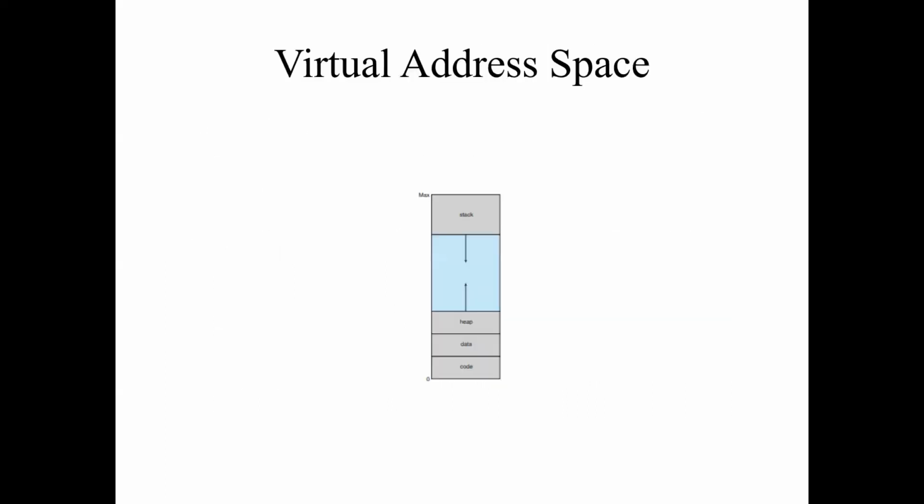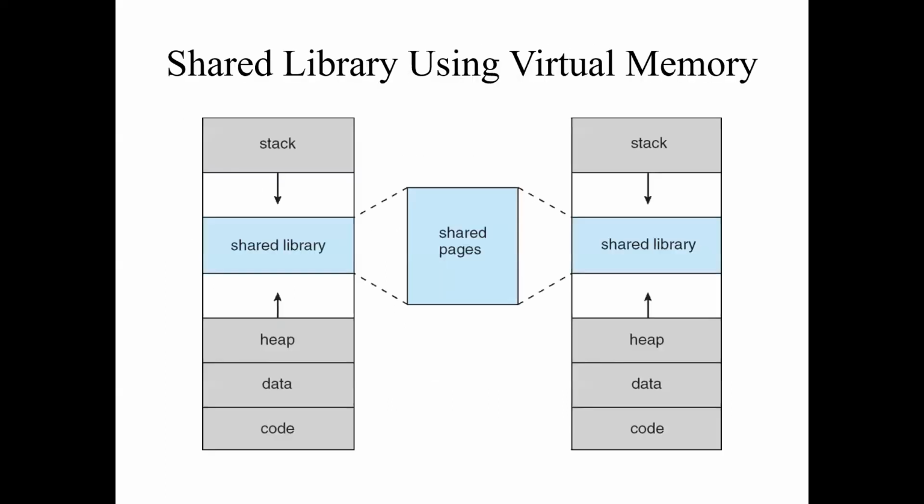So this is the virtual address space, and here if you see, you have shared libraries in your virtual memory. So it is using some shared pages. The shared pages will be common to all the processes. All the processes are able to access these shared pages. So this is the concept of your shared library in your virtual memory.